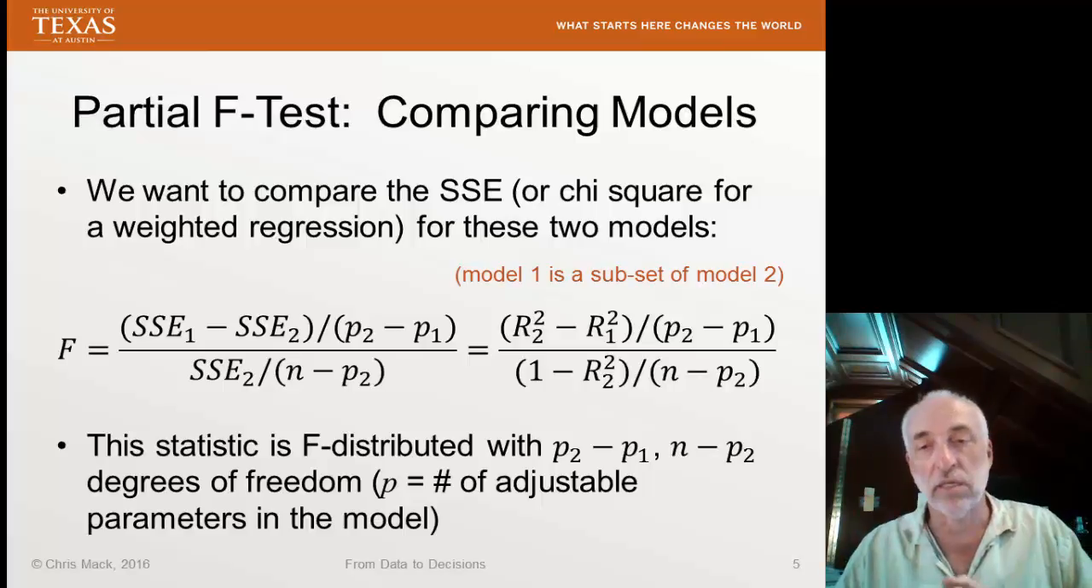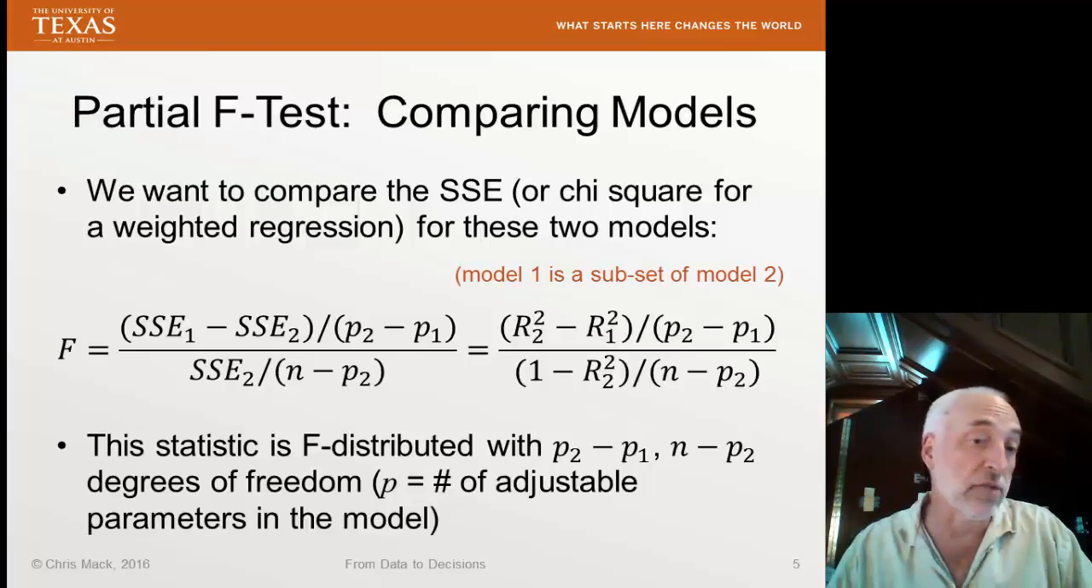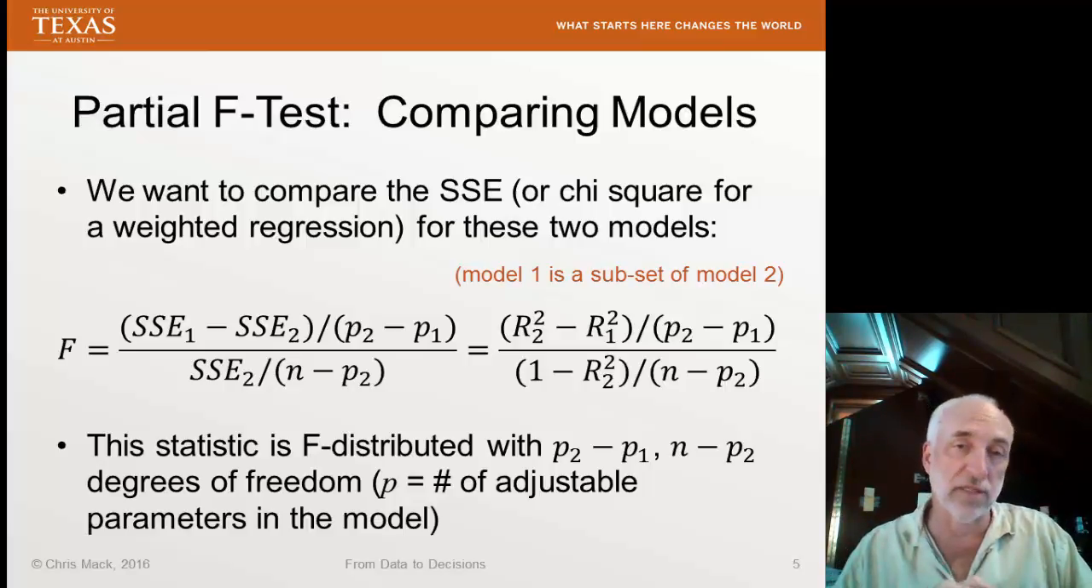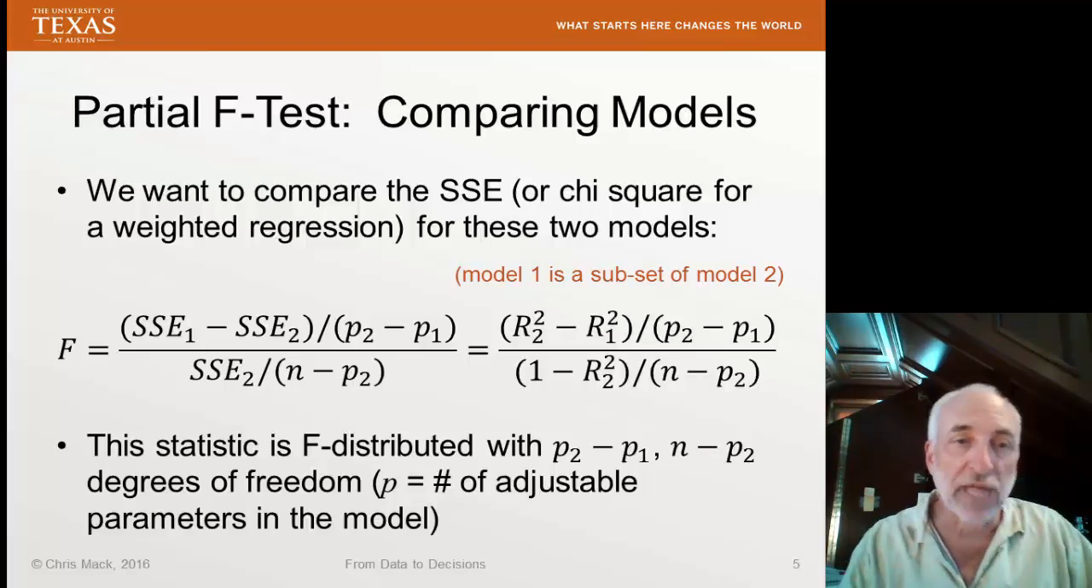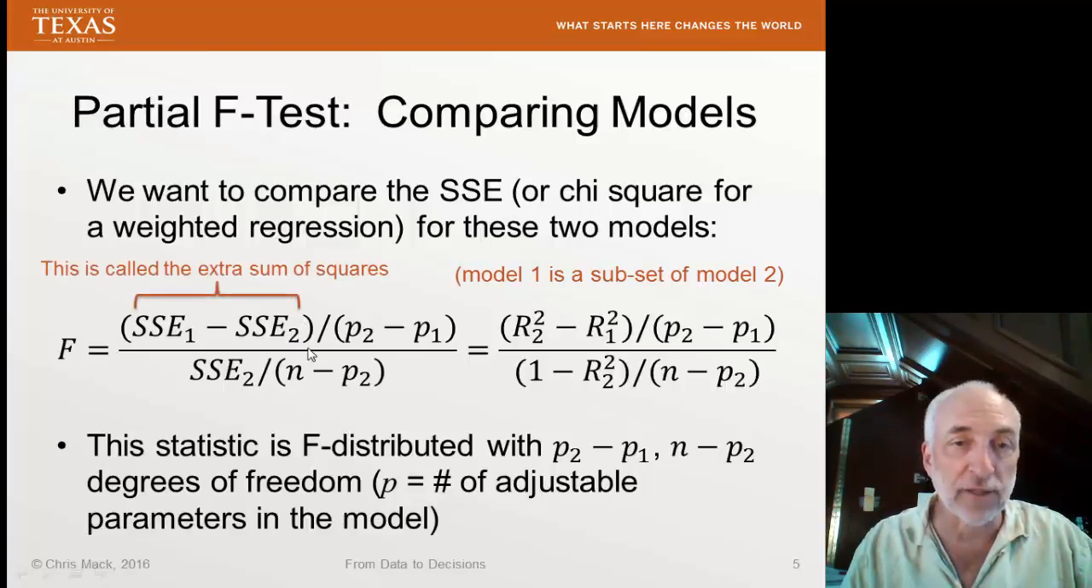To determine whether this hypothesis test allows us to reject the null hypothesis or not, we use the sum of square errors of the two different models. Remember, model 1 is a subset of model 2, so we'll calculate the sum of squares errors of the subset model, which will always be bigger than the sum of square errors of the full model. Look at the difference. This is called the extra sum of squares.